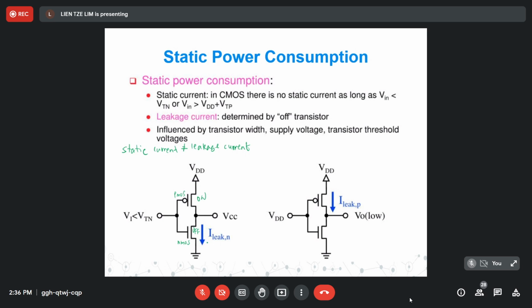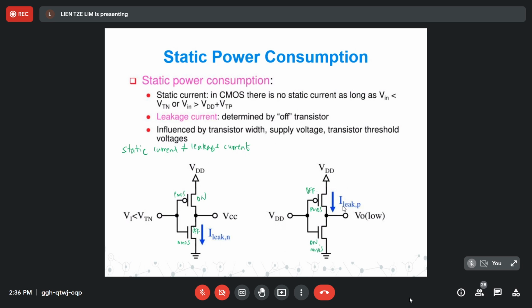Okay, and then when the input voltage is high, VDD, for this case, this diagram, the PMOS will be off, then this is on. When the PMOS is off, then there is a leakage current in the PMOS transistor.